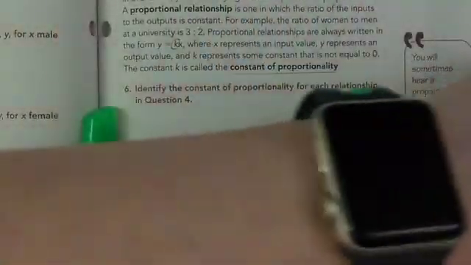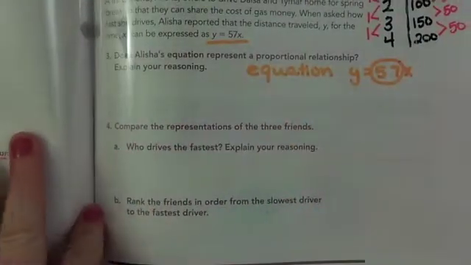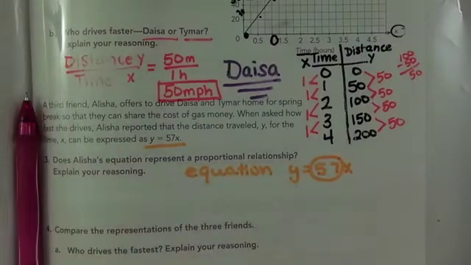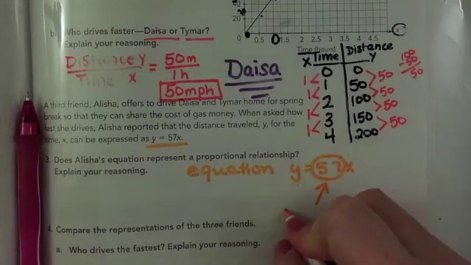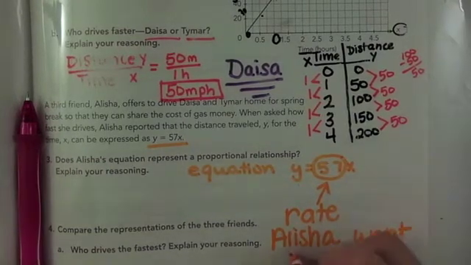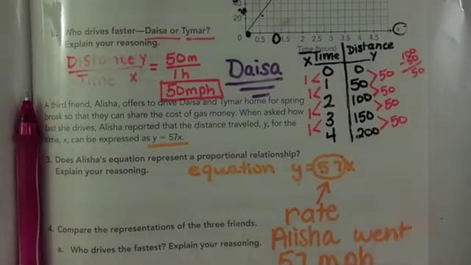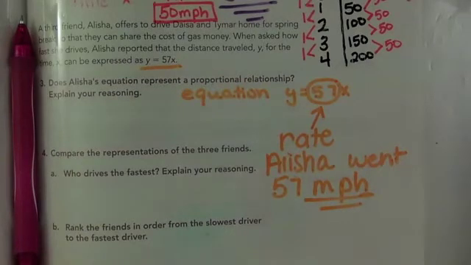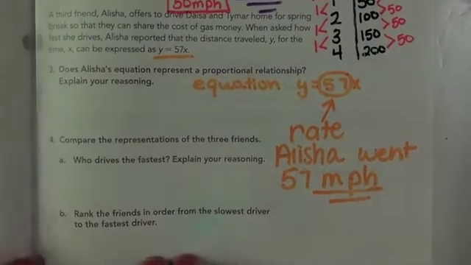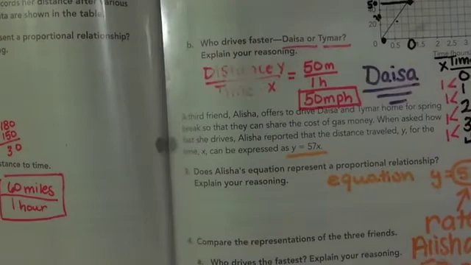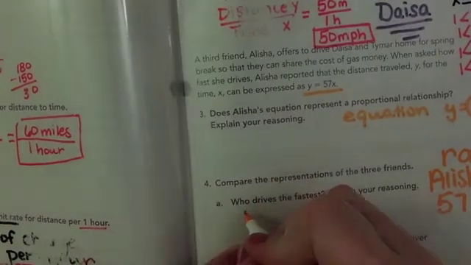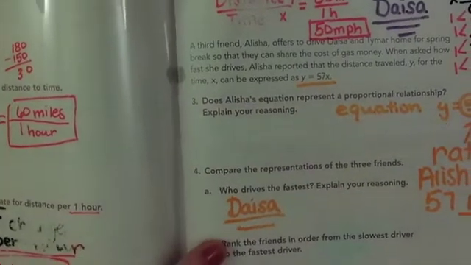If we go back to that problem we just looked at, it's actually a lot less work than what we had to do up here. Up here we had to divide the 50 by 1. In this equation, it already gave us the rate of change. So the 57 is our rate. So you can know that Alicia went 57 miles per hour. Then who actually went the fastest? We know who went faster out of Timar and Dasa, but who went the fastest out of all three? We had 60 miles per hour, 50 miles per hour, and 57. So the final answer is Dasa again. She went 60 miles per hour.